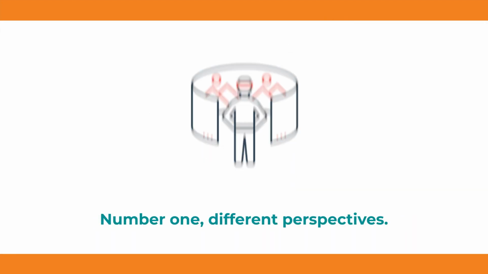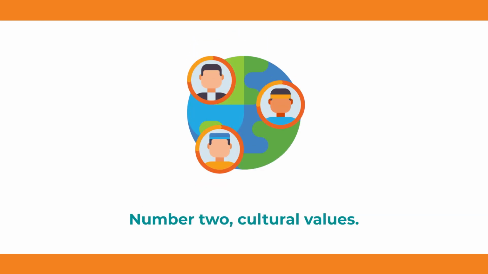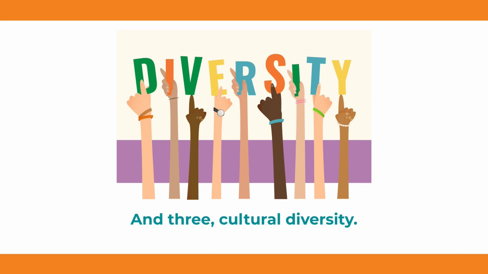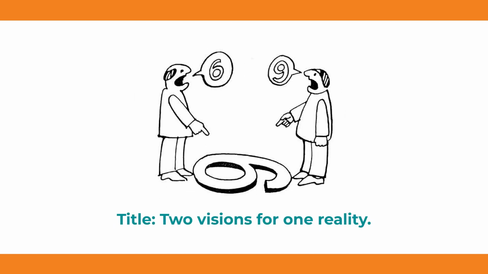Number 1, different perspectives. Number 2, cultural values. And 3, cultural diversity. Here is an example of different perspectives. Title: 2 Visions for One Reality.